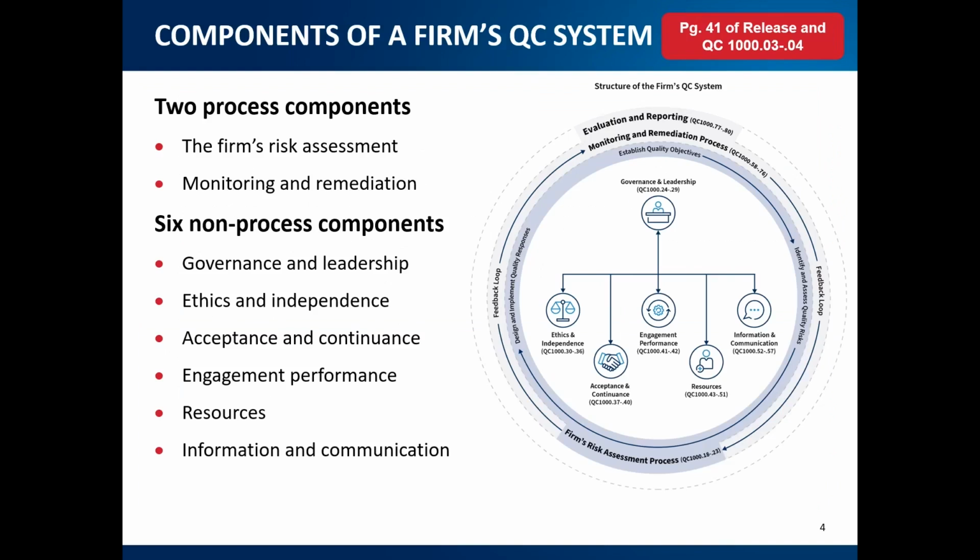In our staff presentation on the firm's system of quality control, an overview of QC 1000, we briefly covered 8 integrated components of the firm's QC system that are required to be included in a firm's design of its QC system. These components are consistent with other quality management standards. As a reminder, the 2 process components are the firm's risk assessment process, referred to as FRAP, and the monitoring and remediation process, referred to as M&R. There are also 6 non-process components, which address aspects of the firm's organization and operations. Today, we are focusing on the monitoring and remediation process component.